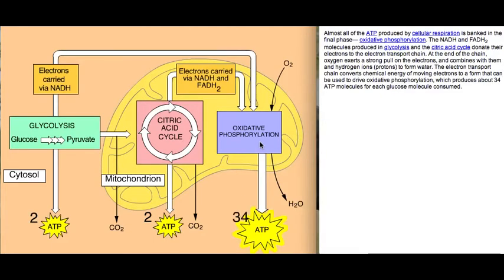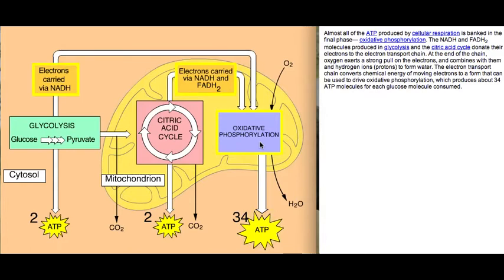Almost all of the ATP produced by cellular respiration is banked in the final phase, oxidative phosphorylation. The NADH and FADH2 molecules produced in glycolysis and the citric acid cycle donate their electrons to the electron transport chain. At the end of the chain, oxygen exerts a strong pull on the electrons and combines with them and hydrogen ions, protons, to form water. The electron transport chain converts chemical energy of moving electrons to a form that can be used to drive oxidative phosphorylation, which produces about 34 ATP molecules for each glucose molecule consumed.